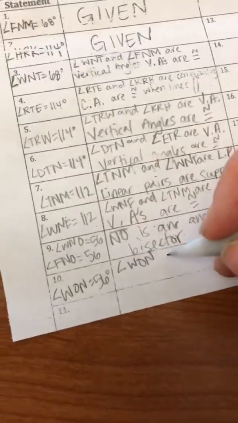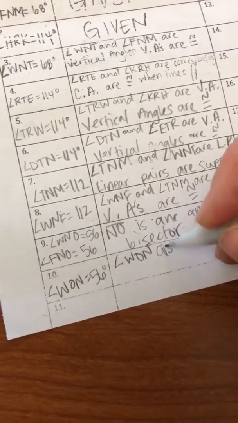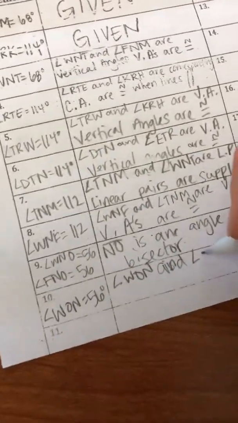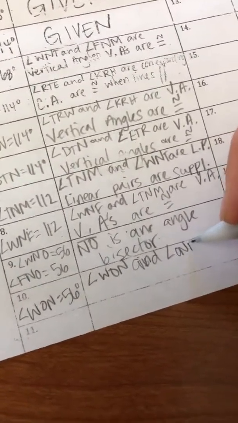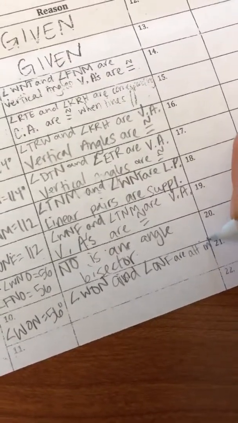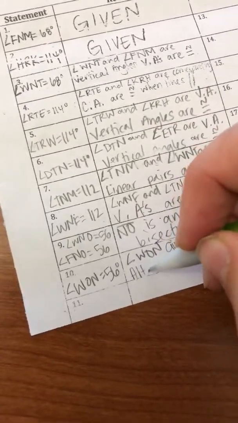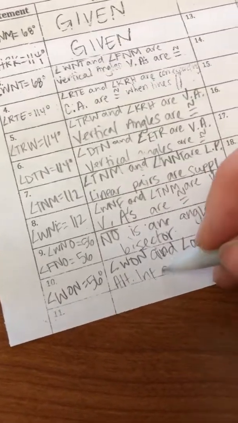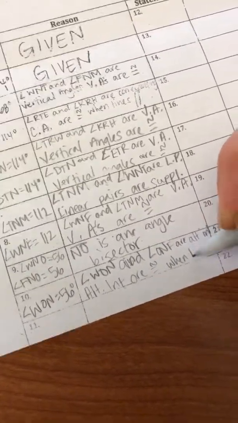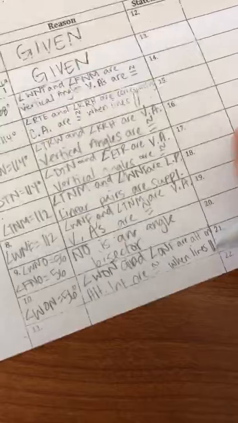Angle WON is 56 degrees. And the reason is WON and OF are alt int. Alt int are congruent only when the lines are parallel. Cool. Let's keep going.